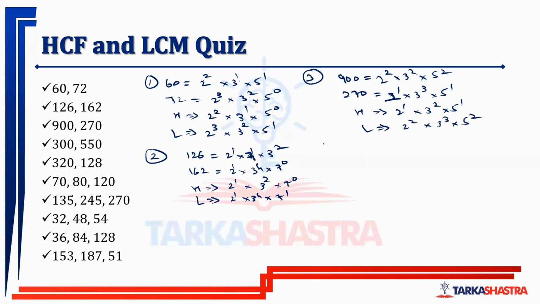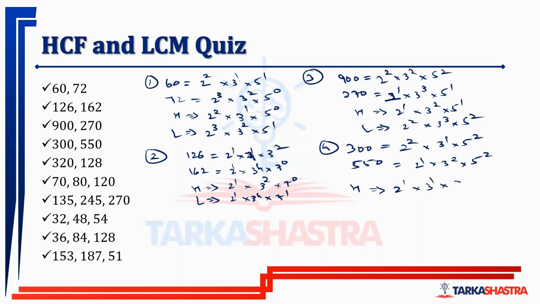I hope you have solved all the questions and then checking the answers. Fourth is 300 and 550. What is the prime factorization of 300? You can calculate. It comes out to be 2 square, 3 raised to 1, 5 raised to 2. 550 is 2 raised to 1, 3 square into 5 square. So HCF is chota power 2 raised to 1, chota power 3 raised to 1, and 5 raised to 2. So we take it as it is.